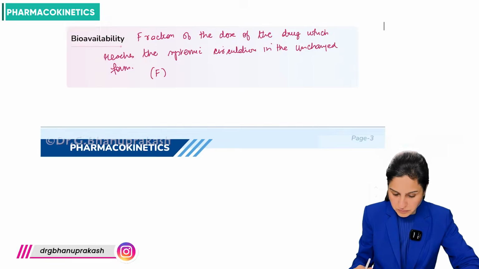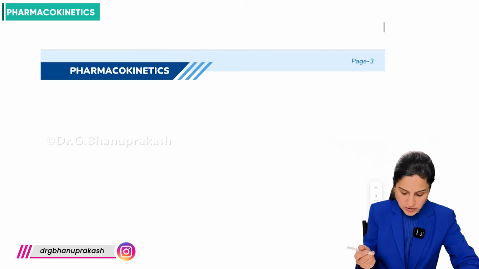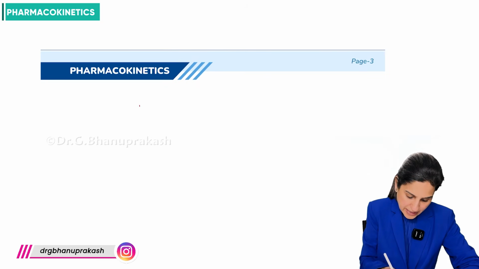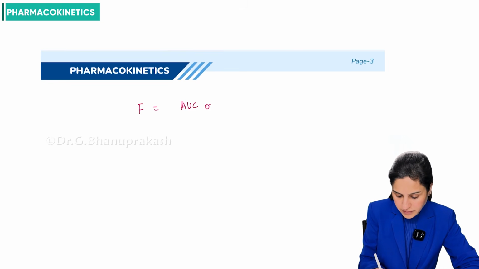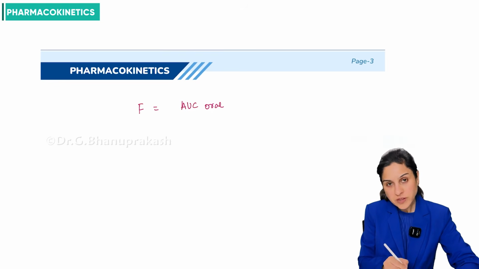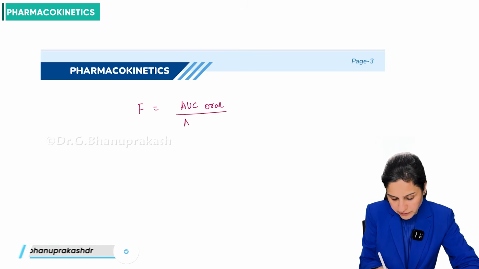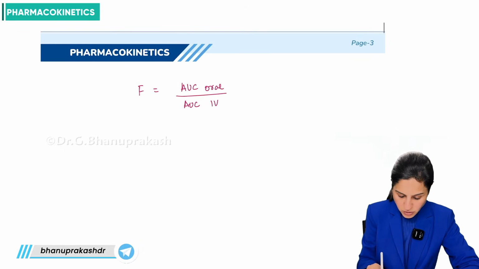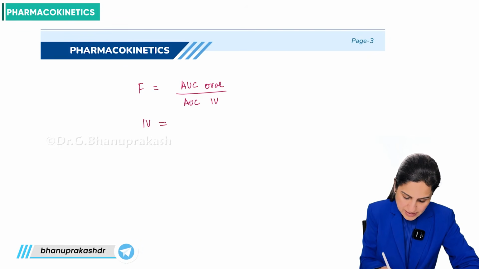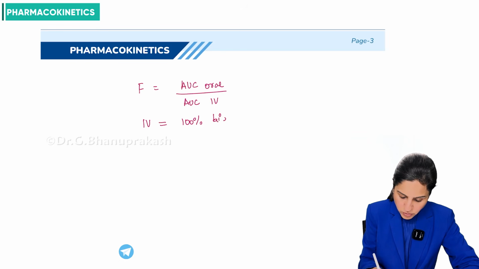Okay. So, what is the formula to calculate the bioavailability? F is equal to area under curve by the oral route divided by area under curve by the IV route. Why IV route? Because the IV route has 100% bioavailability.